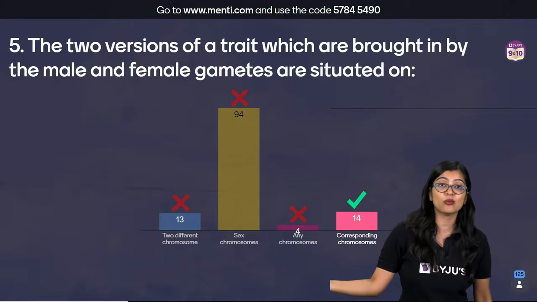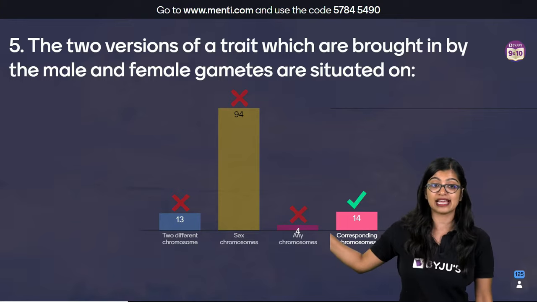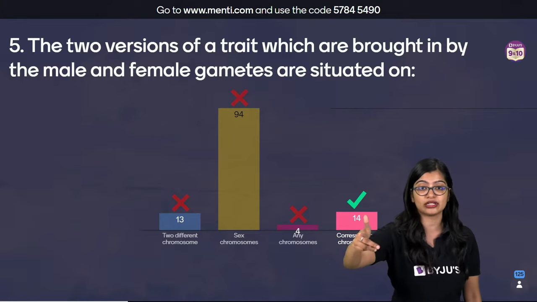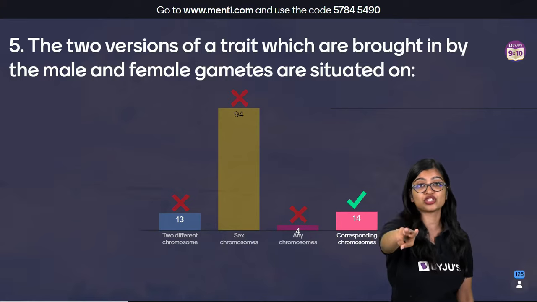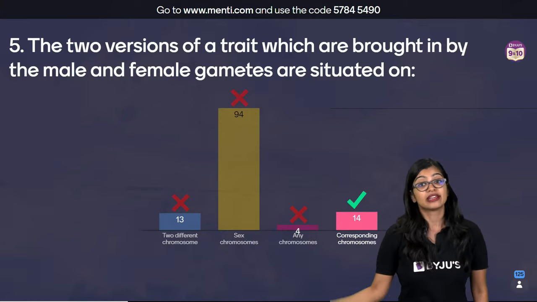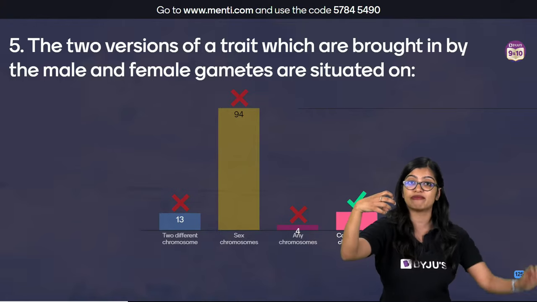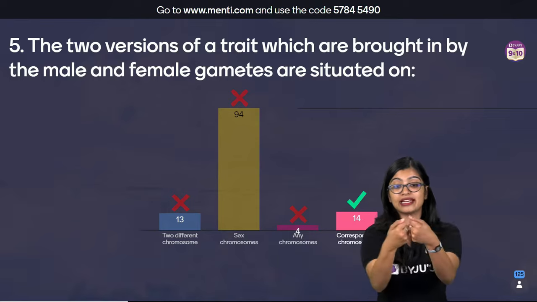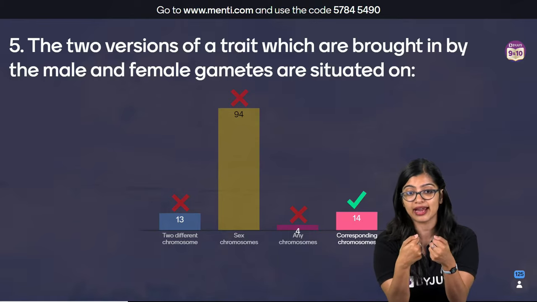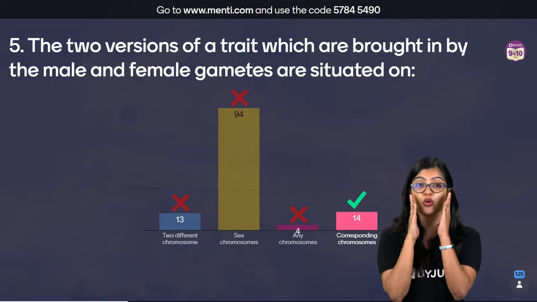Now what do your sex chromosomes do? They determine the sex of the individual, right? It's not necessarily that it is contributing to the trait. Your keyword was two versions of the trait, that is your alleles. They were asking about alleles, right? Can it be any chromosome? Can I take some random chromosome from father and mother? No, because they need to come together in a pair, right? When will it come together in a pair? They will come together when they are homologous, right?